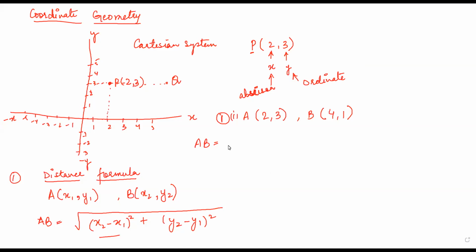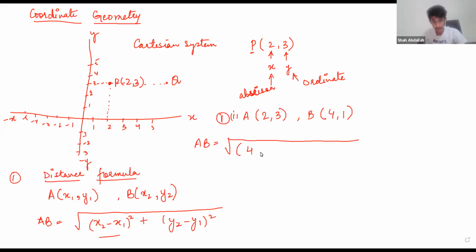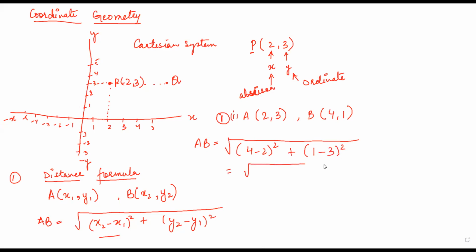Okay, so first let me do it with me. So square root, right? Now x2 minus x1. x2 is what? Tell me. 4. 4 minus 2 whole square, right? Plus. Then y2 is 1 and minus 3 whole square. So now subtract and then square, right? 4 minus 2 is 2 whole square plus minus 2 whole square, like this.